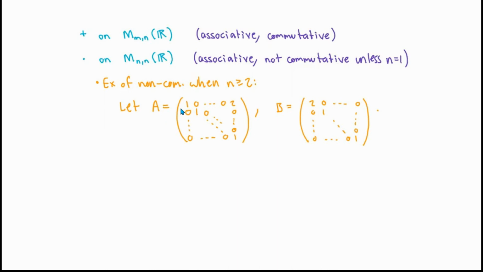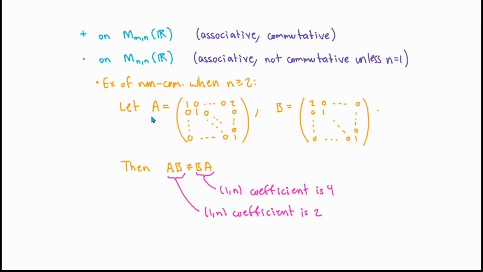If you take A to be the n by n matrix with all 1s along the diagonal, a 2 in the top right position, and 0s everywhere else, and if you take B to be the matrix with a 2 in the top left position, 1s everywhere else along the diagonal, and 0s everywhere else, then it turns out that AB is not equal to BA. One way to very quickly verify that is to look at the 1n coefficient of the matrix on the left and compare it to the 1n coefficient of the matrix on the right. The 1n coefficient of the matrix on the left is what you get by dotting the first row of the matrix A with the nth column of the matrix B, so it's a 2.